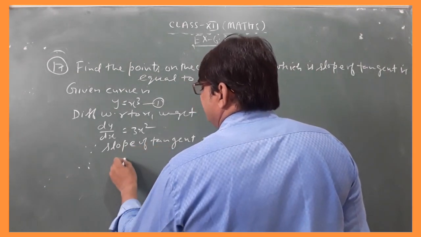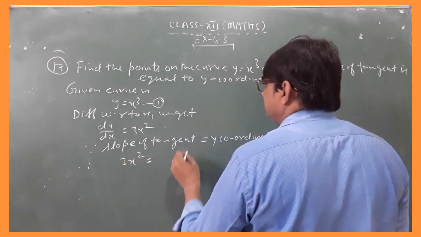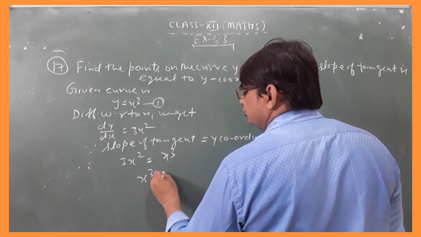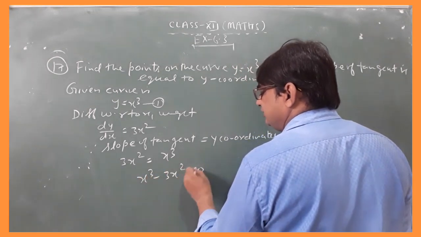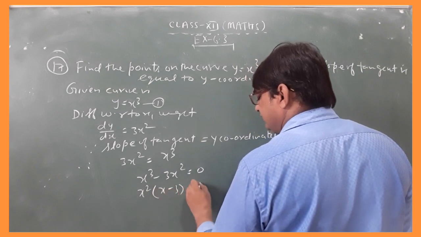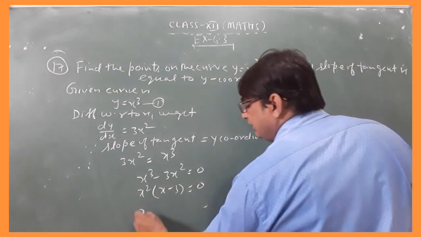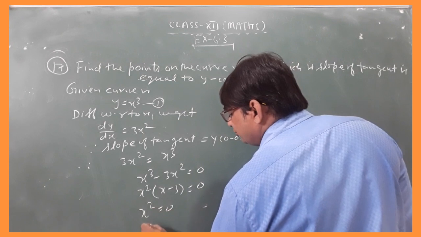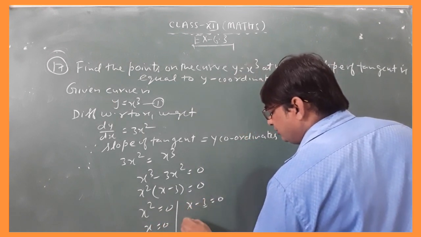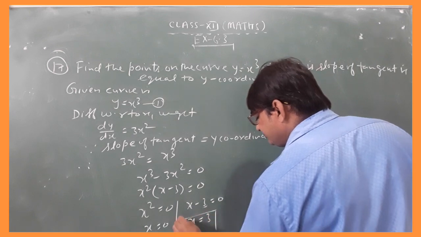slope of the tangent 3x square is equal to x cube. It means x cube minus 3x square is equal to 0, x square is common, x minus 3 is equal to 0. x square is equal to 0, then x is equal to 0, and x minus 3 is equal to 0, x is equal to 3.